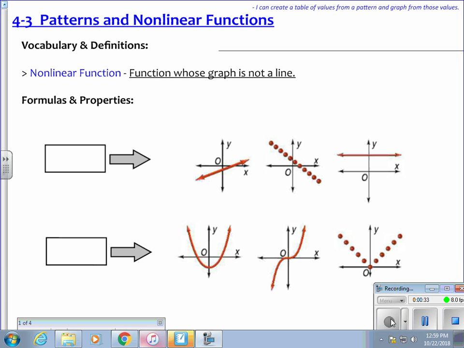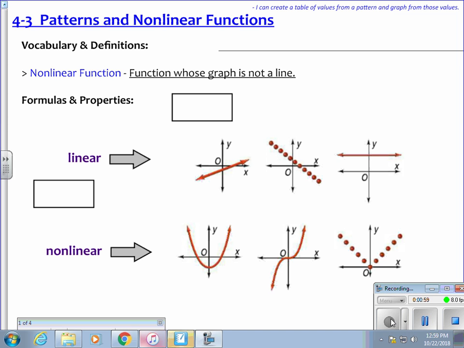A lot of things can be modeled by non-linear equations, so we use them more and more as time goes on. So these are examples of linear equations. They give us a straight line or a linear function. Which means that these ones down here would be non-linear. Linear, non-linear. Either they make a straight line or they don't make a straight line.